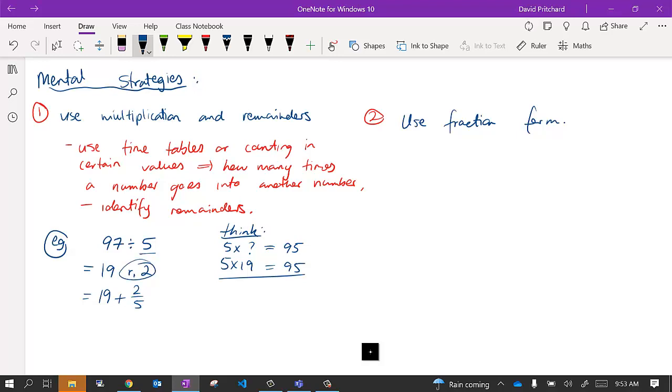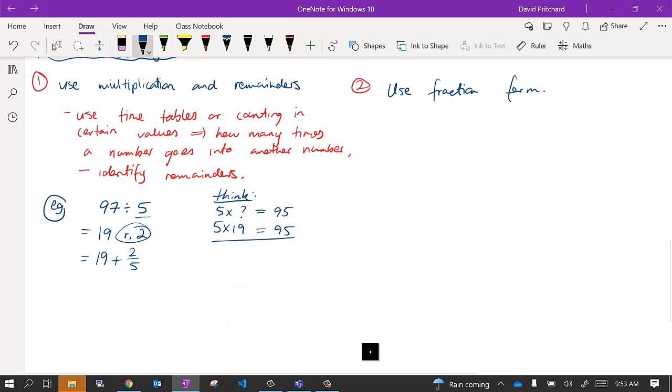So that strategy really is like the algorithm, but it's a bit of a shortcut, so we don't have to do each of those values individually. All right, let's look at one more example.